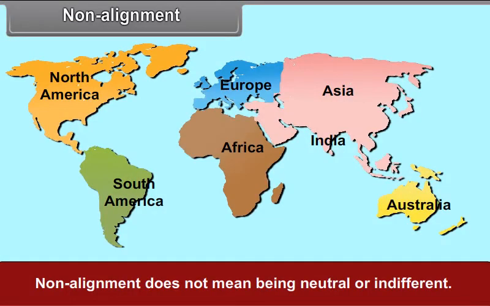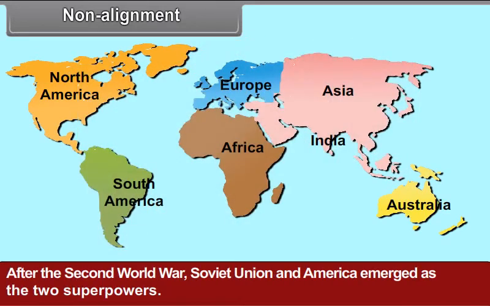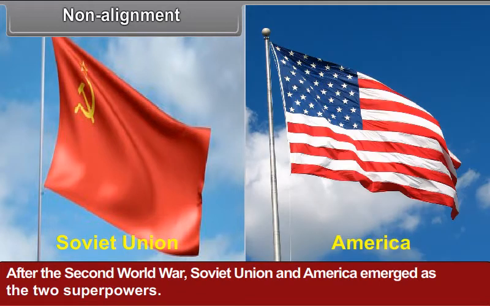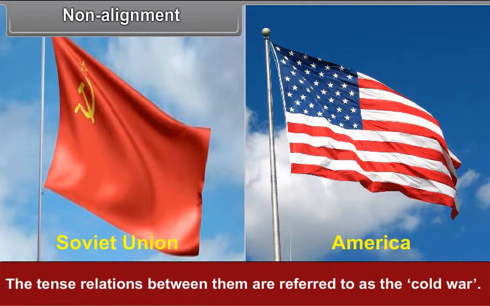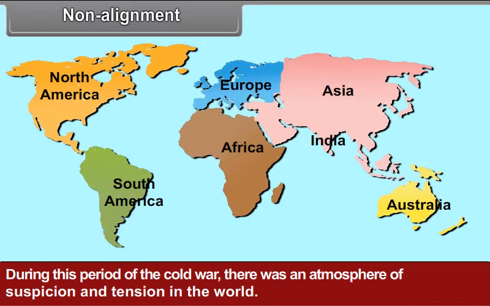Non-alignment. Non-alignment does not mean being neutral or indifferent. India's foreign policy is not non-aligned in this negative sense. After the Second World War, the Soviet Union and the United States of America emerged as the two superpowers. The tense relations between them are referred to as the Cold War. During this period of the Cold War, there was an atmosphere of suspicion and tension in the world.